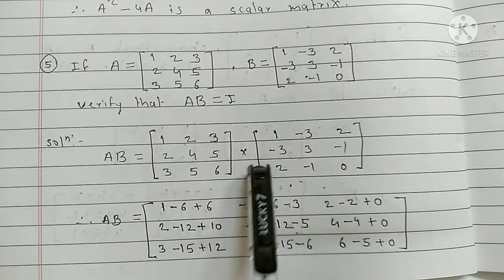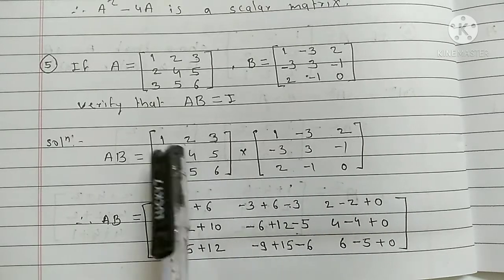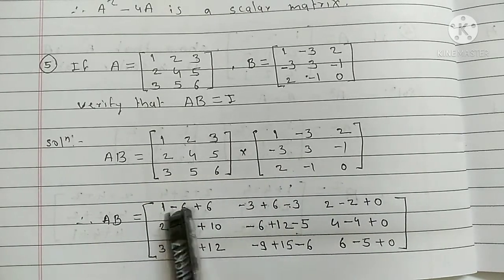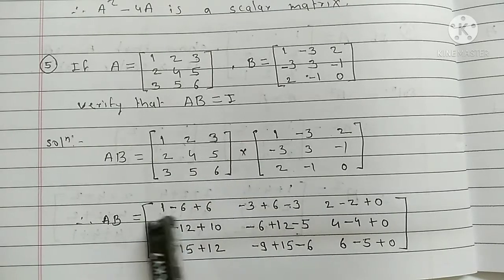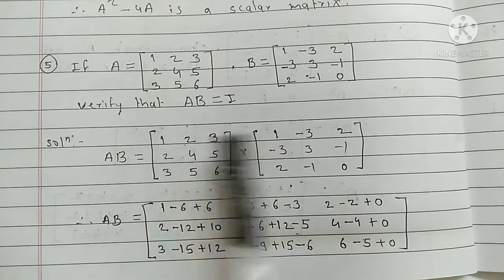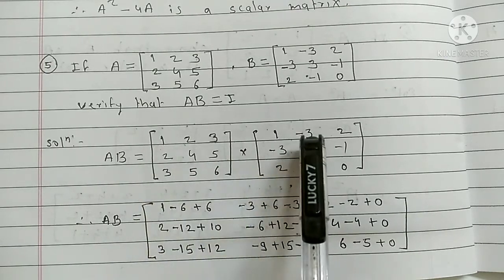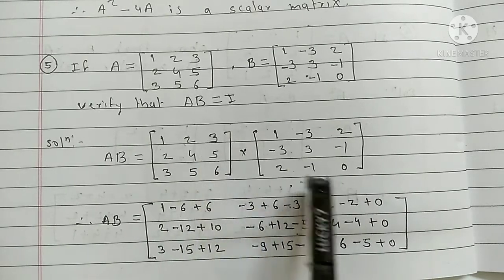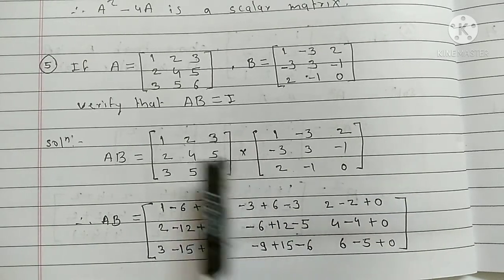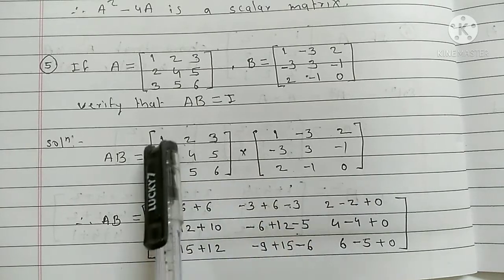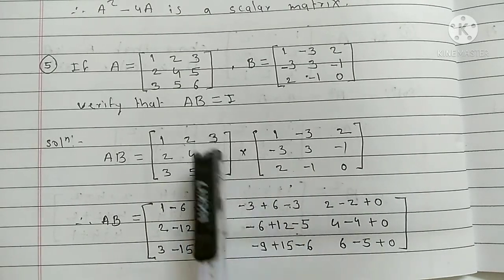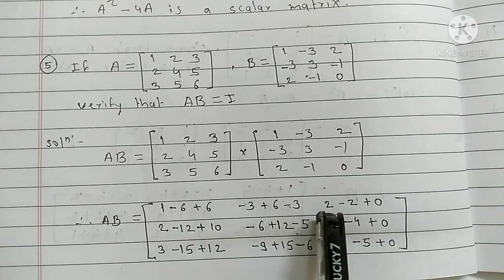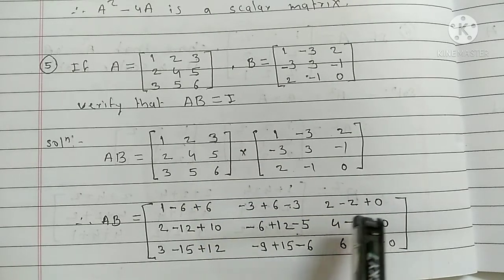So here matrix multiplication. First row, first column: 1 into 1 is 1, 2 into minus 3 is minus 6, 3 into 2 is 6. So 1 minus 6 plus 6. Then first row, second column: 1 into minus 3 is minus 3, 2 into 3 is 6, 3 into minus 1 is minus 3. Then first row, third column: 1 into 2 is 2, 2 into minus 1 is minus 2, 3 into 0 is 0. So 2 minus 2 plus 0.